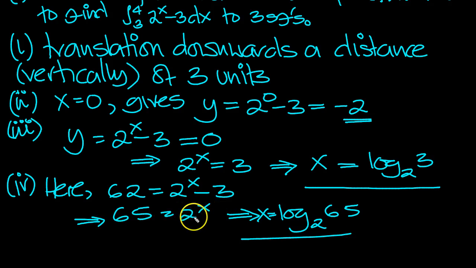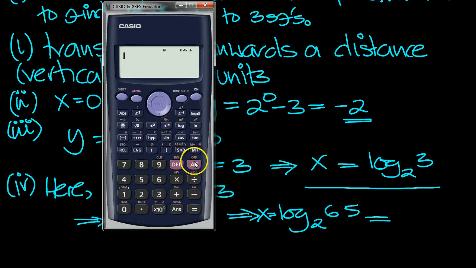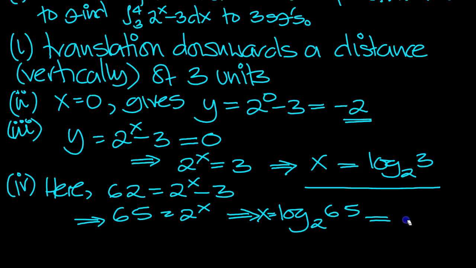Because when the 2 swings down, the x just goes down to ground level, and it's log base 2 of the number 65, which equals, so let's get that to three significant figures then. Log 2 of the number 65 is 6.02 to three significant figures. 6.02, and that was to 3 sig figs.